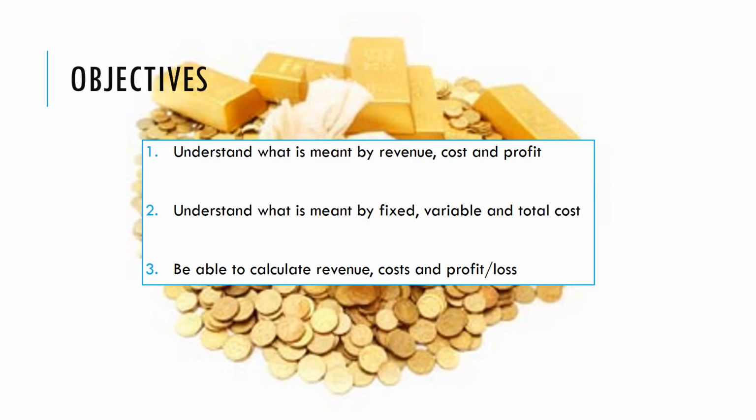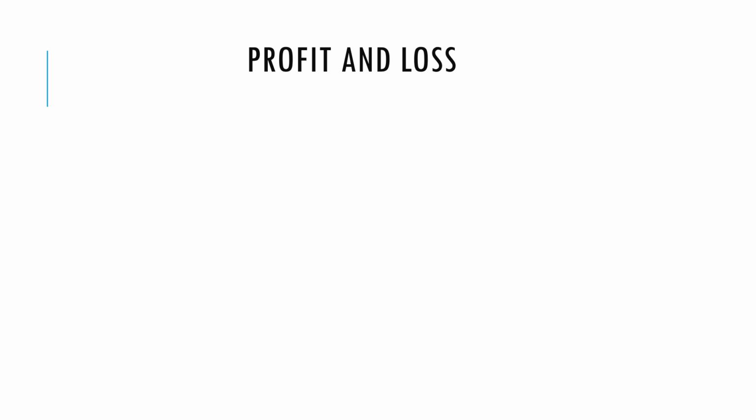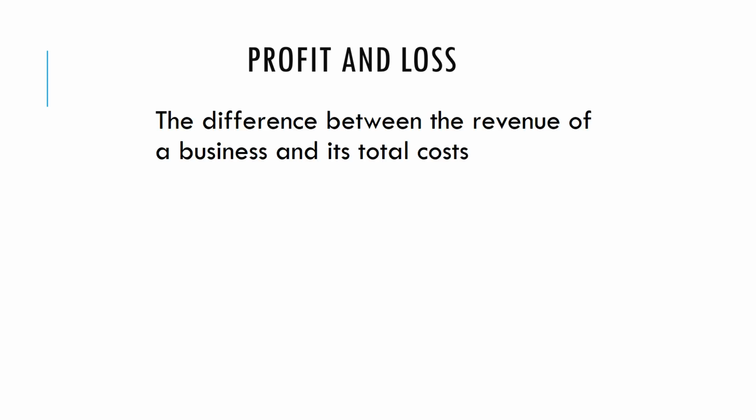Right, so we've looked at revenue, we've looked at cost. The final thing we've got to look at is profit. So money coming into the business is revenue, money going out of the business is costs, and the smart ones among you will be saying, well, what do we call the difference? What do we call it if there's any money left over? What do we call it if costs are higher than revenues? The answer is profit and loss. Profit is the difference between the revenue of a business and its total costs. And this is the formula we use to calculate it. Again, this is an important formula that you should write down in your notes.